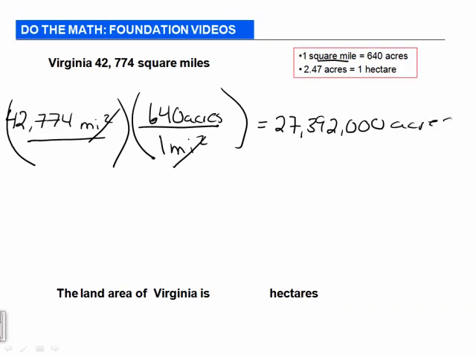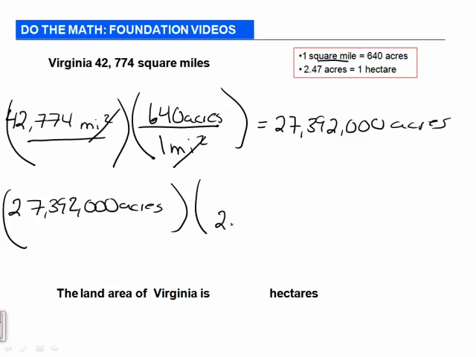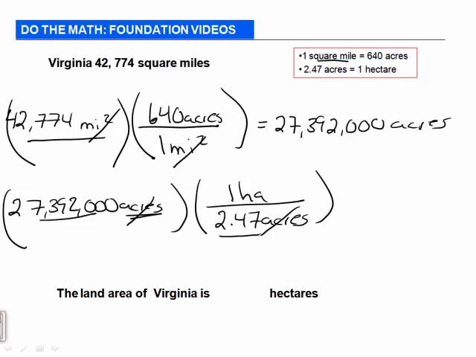Then I'm going to put that down here, 27,392,000 acres, and use the second conversion. Now you're probably getting the hang of this. I'm going to say 2.47 acres. Again, I put that on the bottom because I want it to cancel out with the acres up on top. And I'm going to say 1 hectare, 1 HA. The acres cancel. Now I'll take this number and divide by 2.47, and I get 10,956,800 hectares. And that goes here. And when you do one more, we've got to do big old Texas.